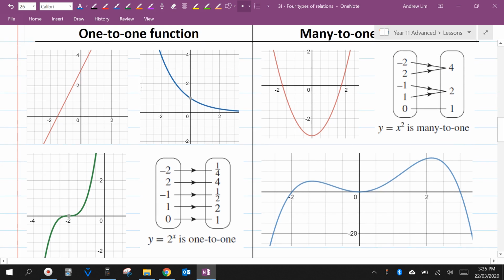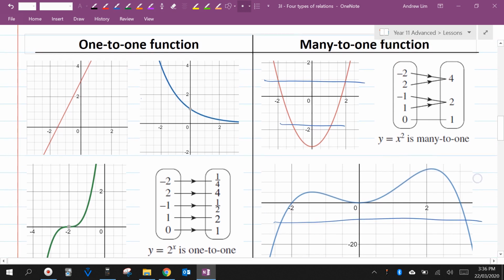Whereas here, these all pass the vertical line test too. Okay, no matter where we draw on these graphs, it only cuts the graph once. However, if we were to draw a horizontal line, it might cut or intersect the graph more than once, which means that it is a many-to-one function. So we can see here, for example, when y is 1, it produces two x values, minus 2 and 2.